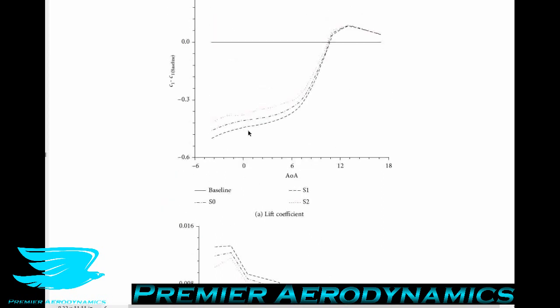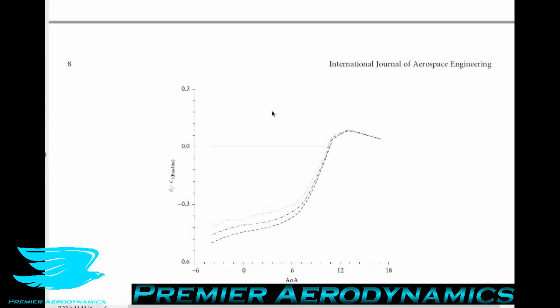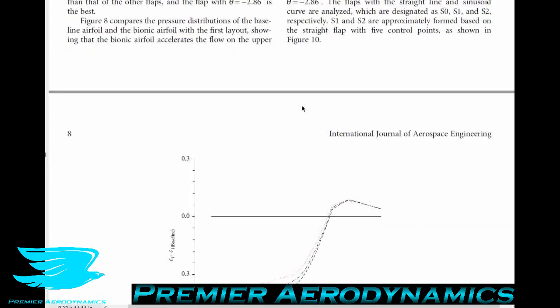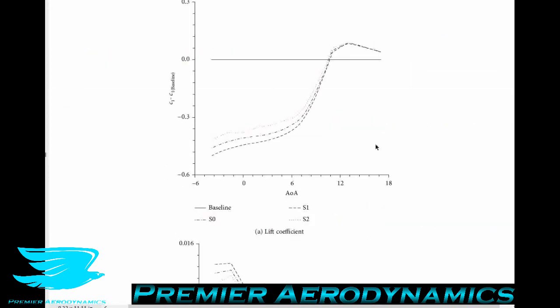Then we have the straight flap, which has like the horizontal flap, no curve to it at all. The performance of this falls somewhere in between. So depending on how bad you want to make your airfoil, I guess, you can choose either one of these flaps. But in other words, if you want to reduce the negative effects of the flap, go for S2, which means you have the trough first, then the peak. So why does this happen? Why do we get such a variation?